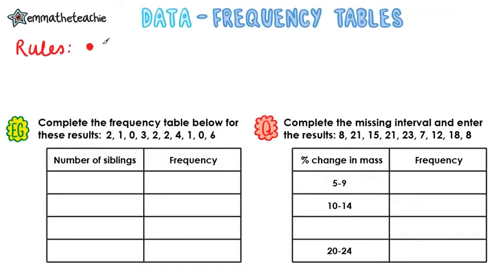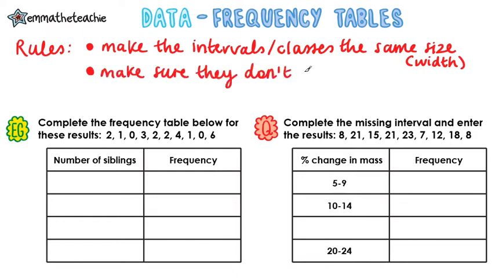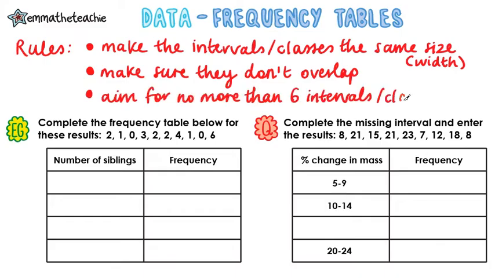So here are the rules for drawing frequency tables. First of all, make the intervals or classes the same size or width. Secondly, make sure that these intervals don't overlap, i.e. the numbers are different. And finally, aim for no more than 6 classes. Okay, so let's look at an example.